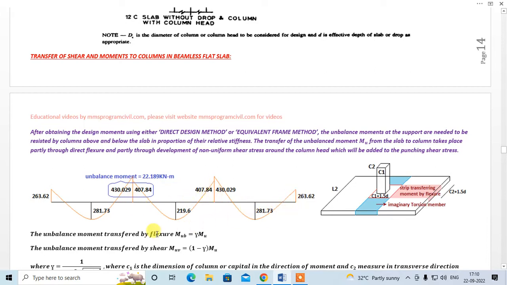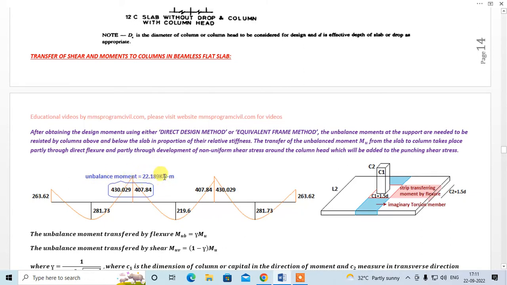we have a column over here, and these are the moments which we get from DDM. Okay, this is your exterior moment, this is your interior moment, this is the moment near the support. Okay, so over here we have sagging, sorry, over here we have hogging, this is a hogging moment, right? Over here we have hogging moment 430. Over here we have hogging moment 407. So the difference between these two is known as unbalanced moment.